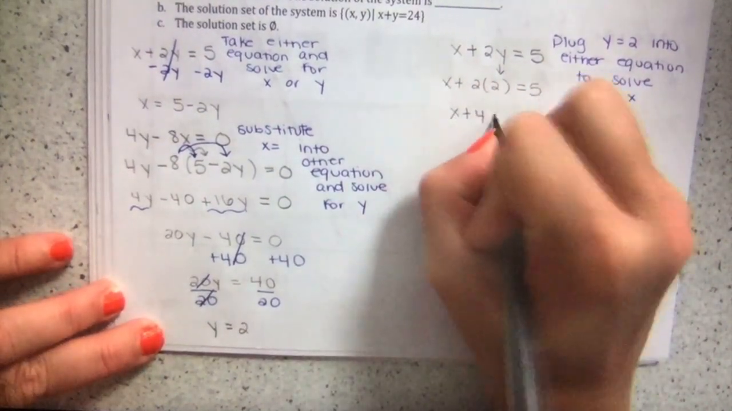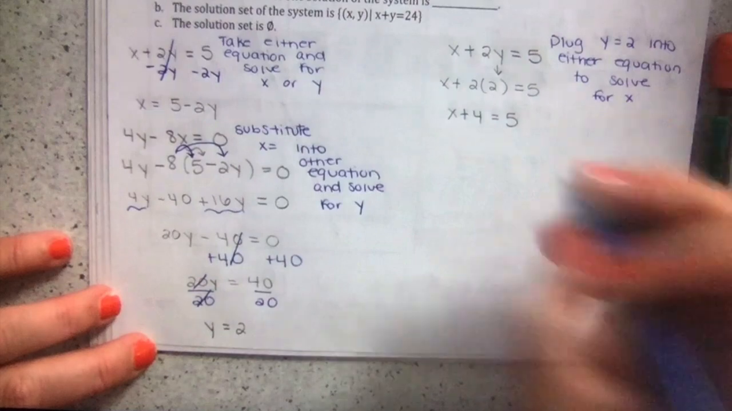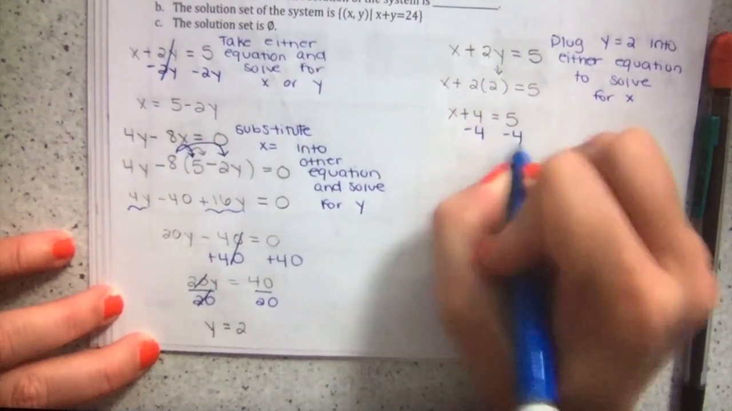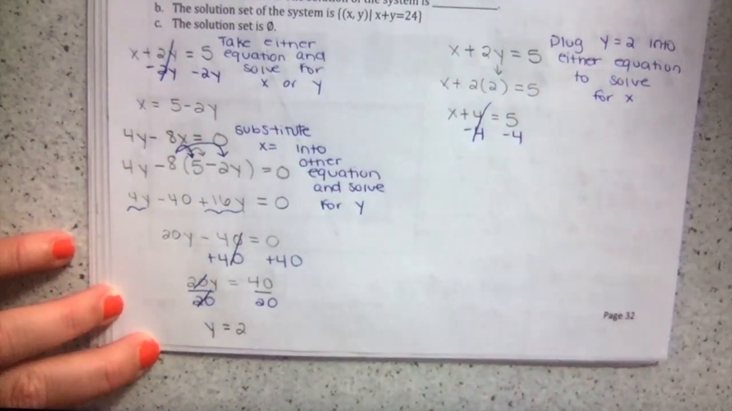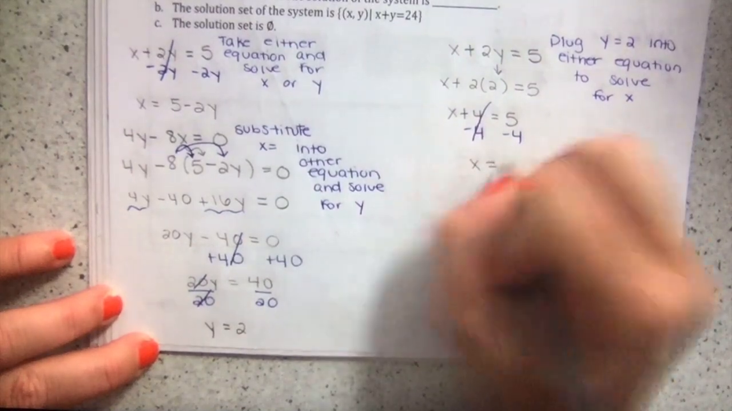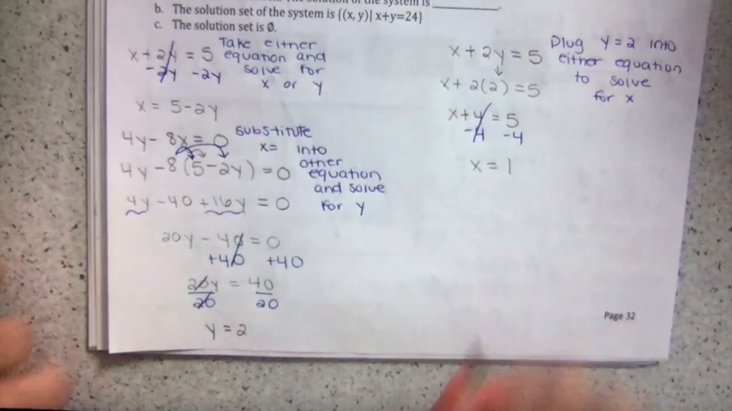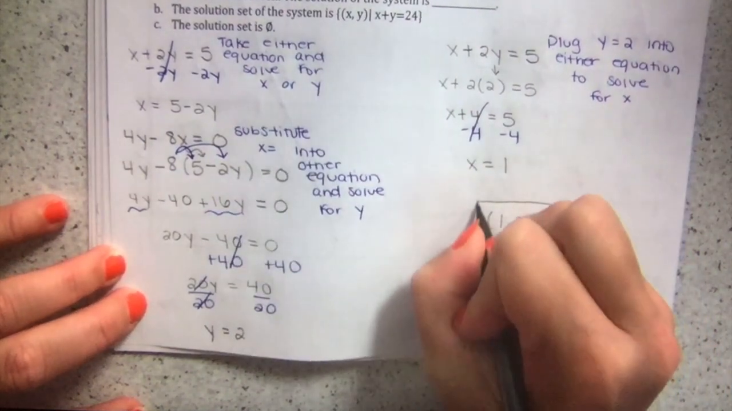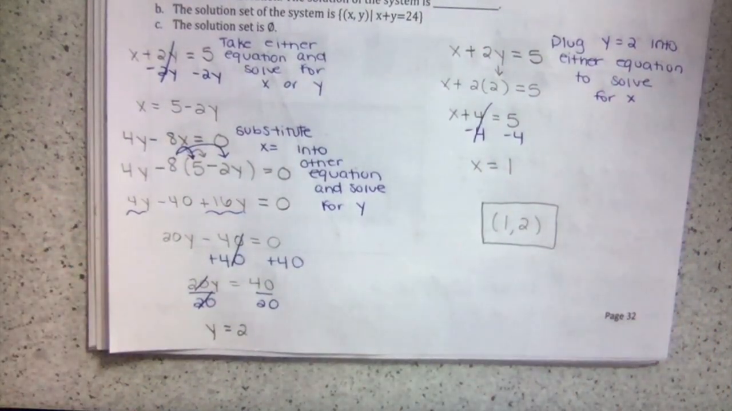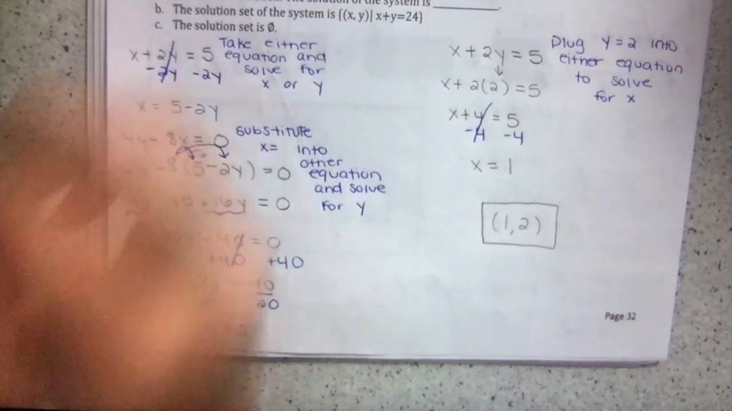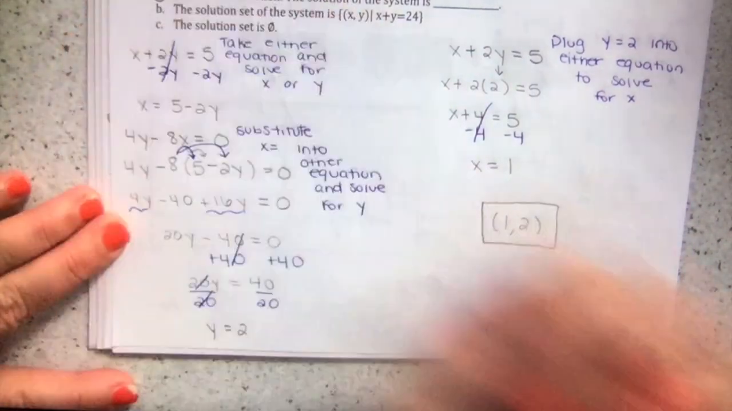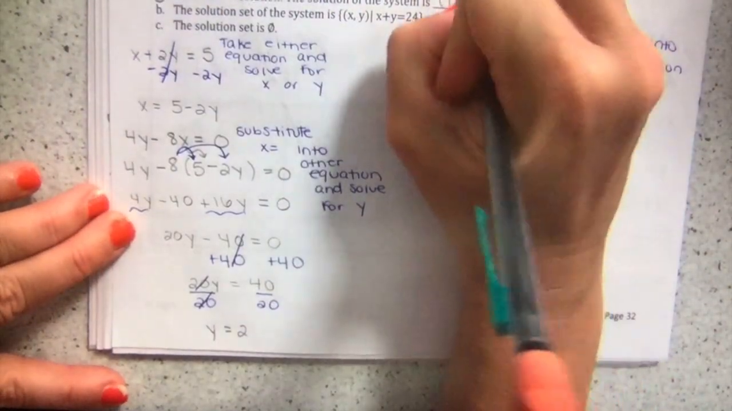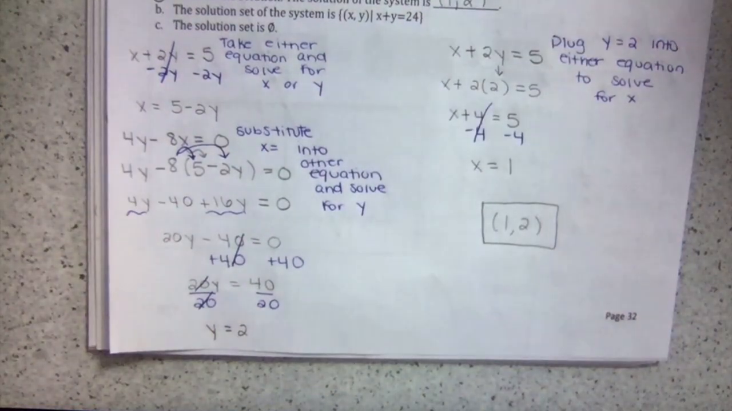That gives us x plus 4 equals 5. Getting x by itself, we subtract 4 from both sides, and we get x equals 5 minus 4, which is 1. So our final answer is the ordered pair 1, 2. We got one solution, so our answer choice is A, there is one solution, and the solution is 1, 2.